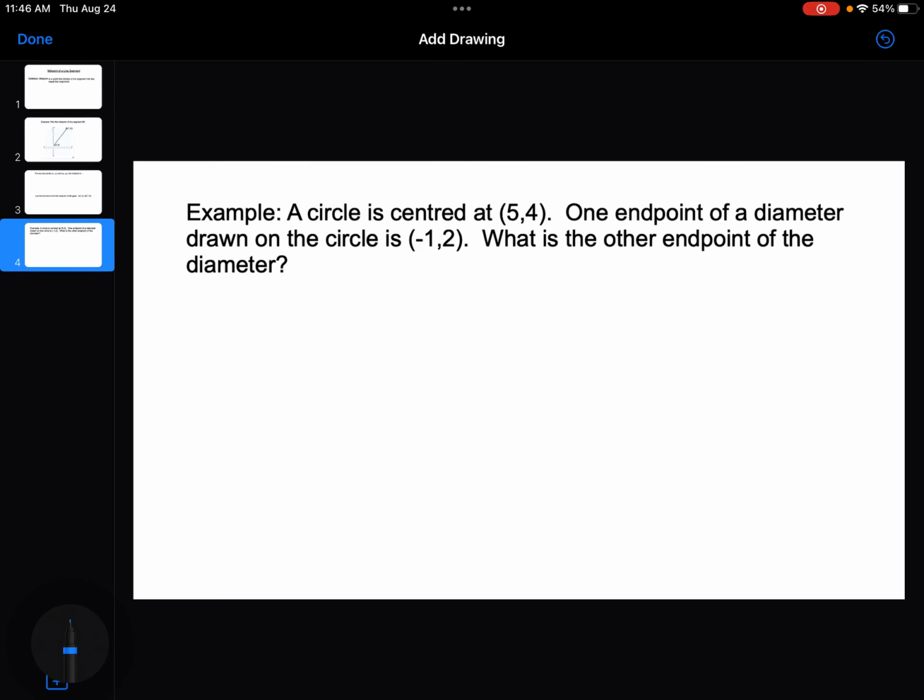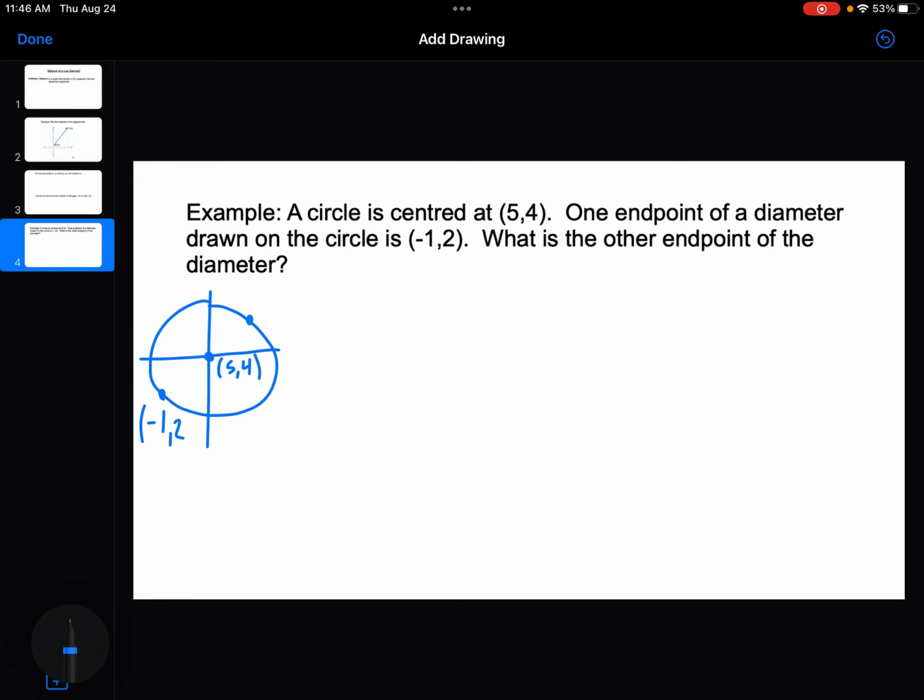What if we're given something different? Here, we're given a circle that has a center of (5, 4). So we're going to say that this is (5, 4). Okay, I know that that looks like the origin. All I'm doing is drawing the circle around it. We've got these values, so we've got (5, 4). But now on one side, we've got (-1, 2). So let's say that that's down here. And it's asking us, what's the other endpoint? What's this value over here?